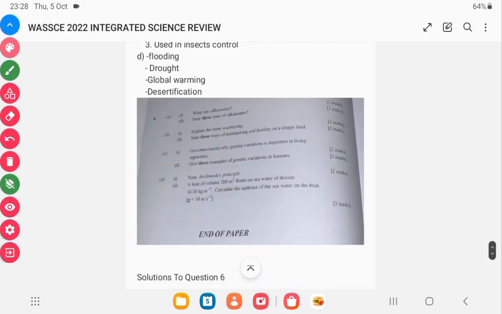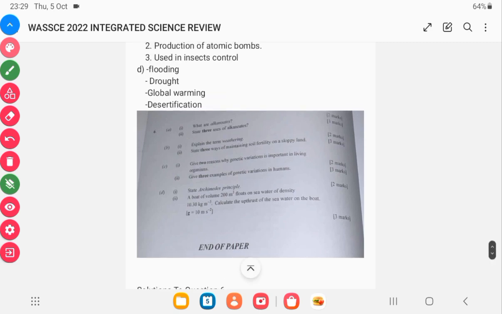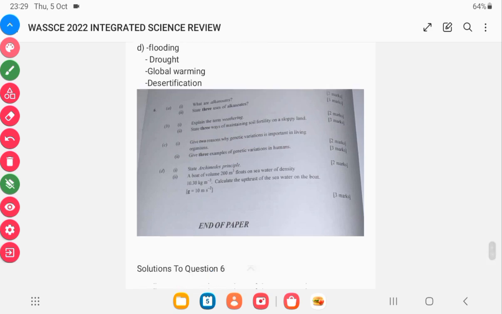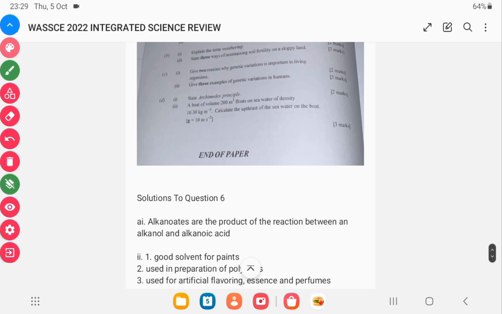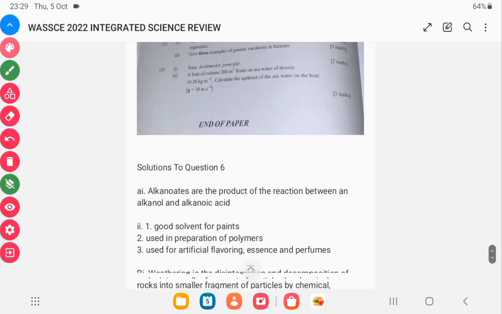Then the final part, question 6, another power topic here, organic chemistry, which you would always get. Then your rock weathering, genetics. Genetics is a topic you should also look out for all the time. Then you have your Archimedes principle and a question on the calculation, so you can look at it and then get a solution down here.